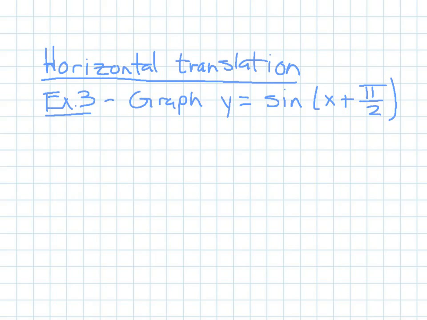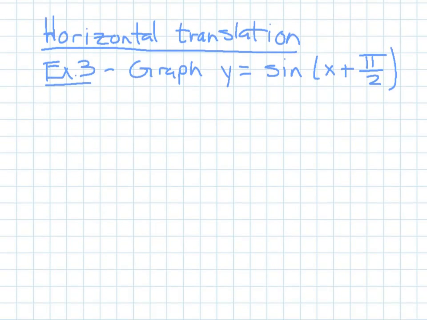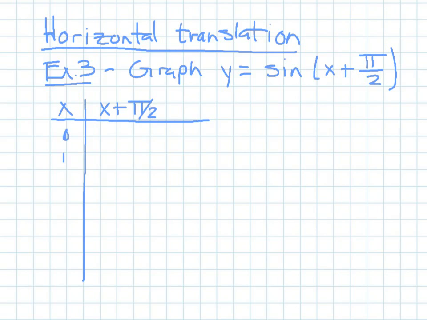Now the last thing for this part 1, we'll talk about horizontal translation. Doing the same thing, except now we're moving it from left to right. Now what we need to do is take our values that we have for x normally, and we need to add pi over 2 to each of them.